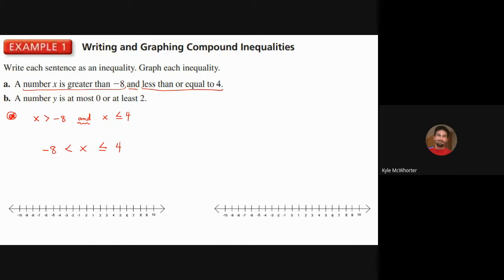-8 is less than x, less than or equal to 4. And the way we would graph that is open circle at -8 because it can't equal -8. Closed circle at 4. And then x is all the numbers in between them, including 4, but not including -8.